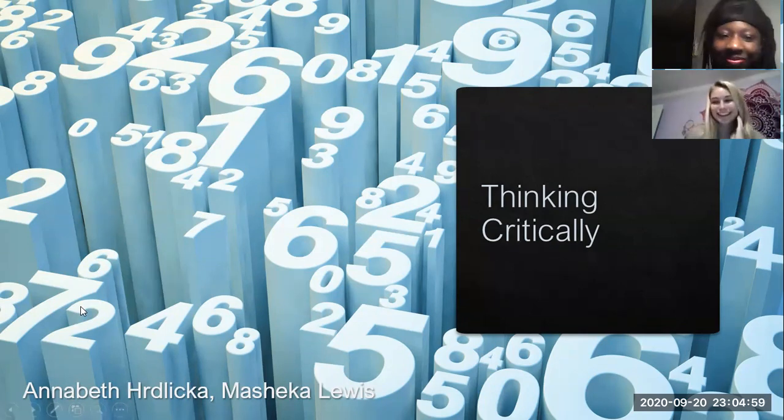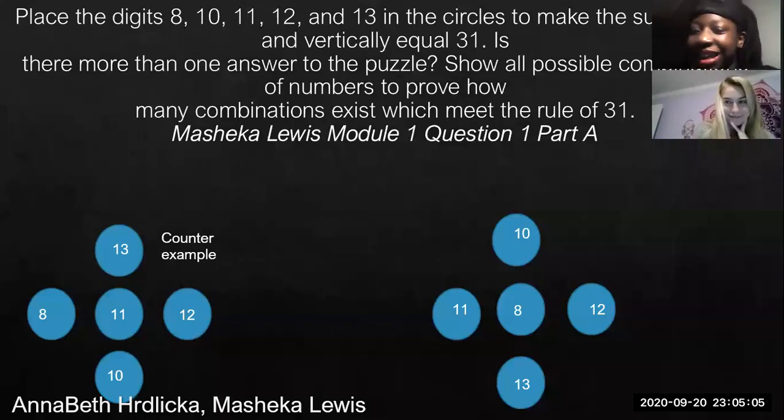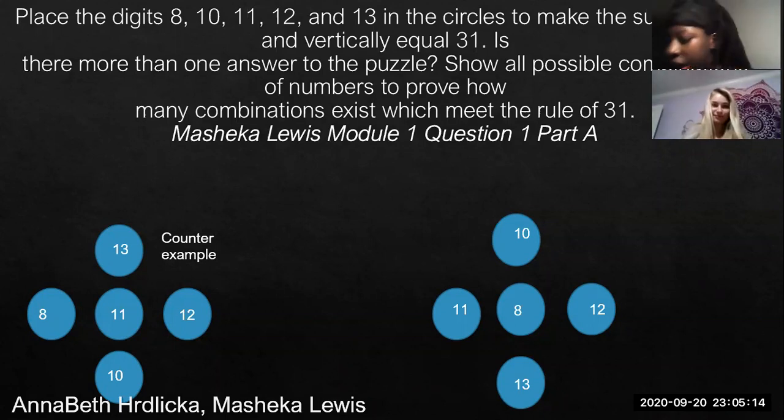Thinking Critically. Week 1. So, question 1. For this question, you will have to place digits 8, 10, 11, 12, and 13 to make the rule 31. And my question for you, Annabeth, is what happens if the number 8 is not in the middle?